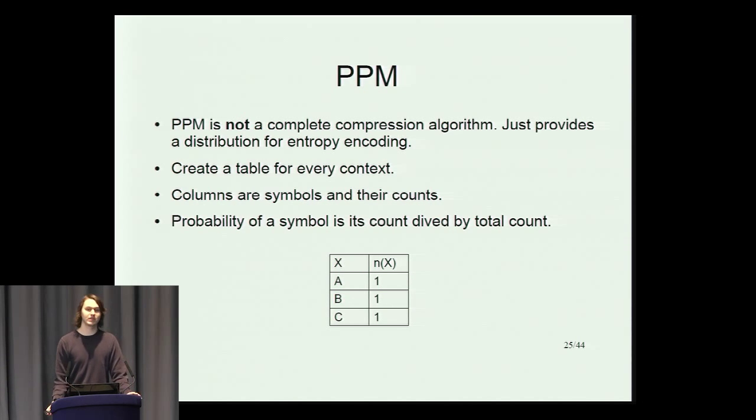I'd like to note at this point, PPM isn't a compression algorithm as such. It's just there for estimating this distribution. It's going to rely on another encoding step, like arithmetic encoding, to actually do the lifting work. And the way it's going to work is we're going to build a table for every single context. The table is just going to count occurrences of symbols. And we're going to use a probability equal to its count divided by the total count. So for each of these, it's a third, for example. 1/3.